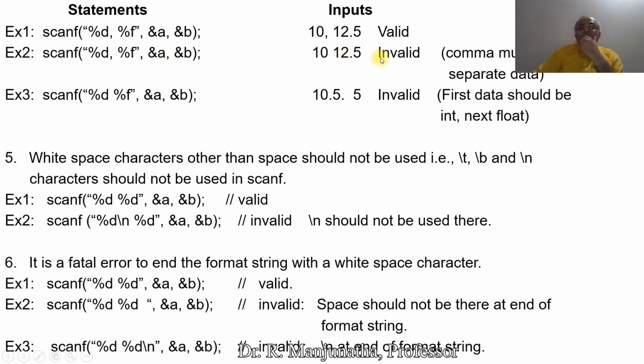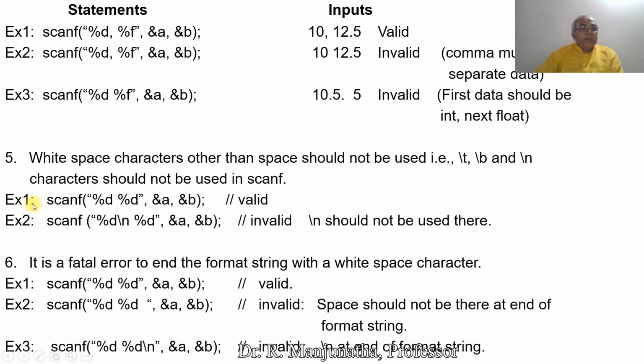With the input 10 12.5, it is invalid. Why? Because the comma must separate the data. So if it is given like this, then it is invalid. Consider scanf("%d %f", &a, &b) with the input 10.5 and 5. It is invalid because 10.5 is a floating number, but the format specifier is %d, so it is invalid because the first data should be an integer value.